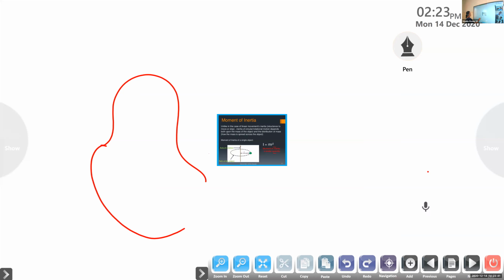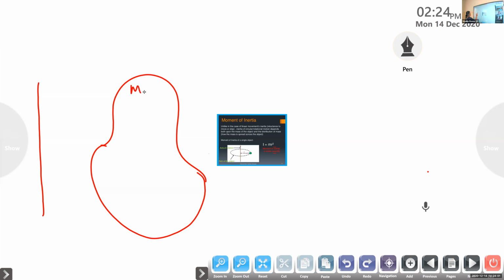So you can just draw a system like this. There is an axis. Ma'am, can I have the topic once more? The heading: total moment of inertia of a system.